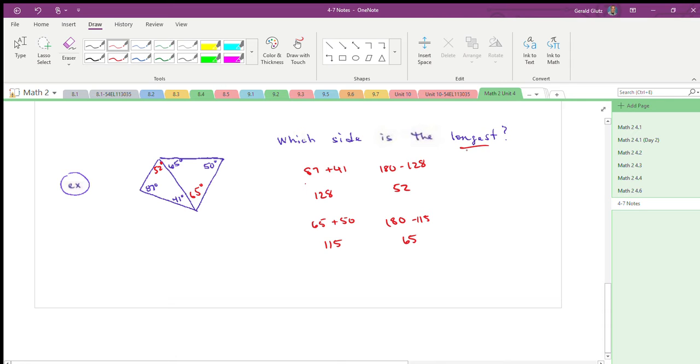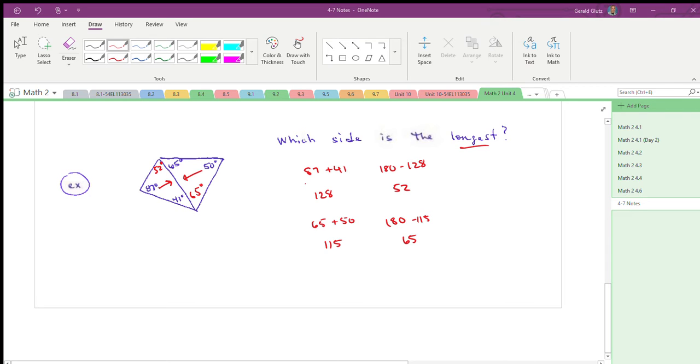So again, we're trying to find the longest side. The first thing I need to do is look at the shared side and look at the two opposite angles. So 87 is opposite, and then 50. I want to know which triangle is bigger out of these two. This angle is 87. That's the highest angle in this triangle, so this is the longest side of the left triangle.